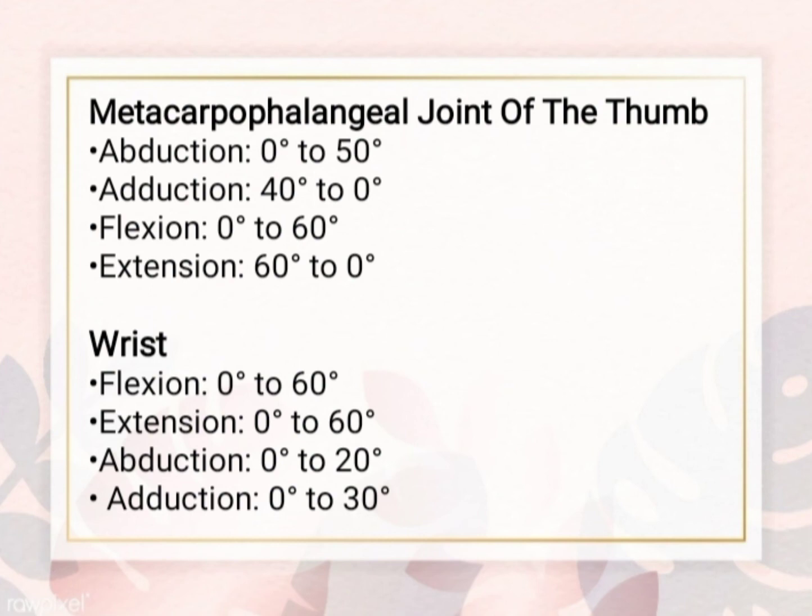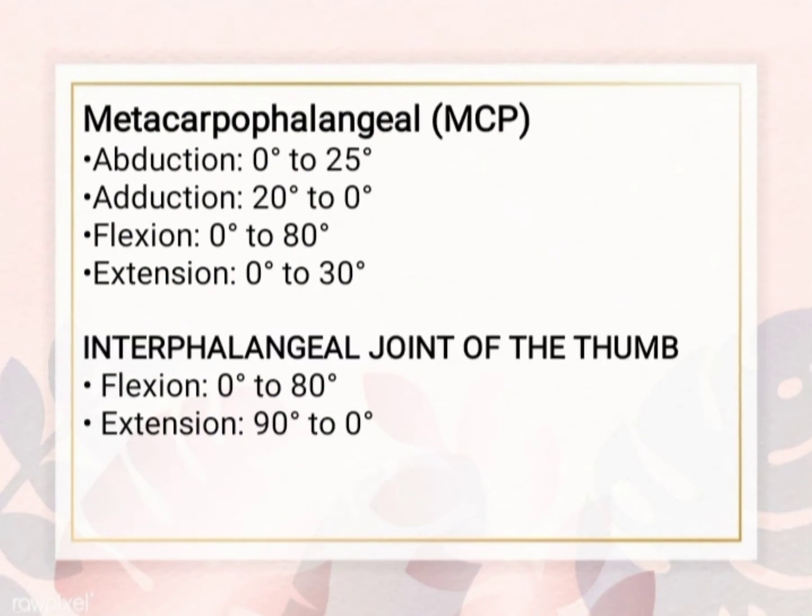The wrist, flexion 0 degrees to 60 degrees, extension 0 degrees to 60 degrees, abduction 0 degrees to 20 degrees, and adduction 0 degrees to 30 degrees. Joint movement of the metacarpophalangeal or MCP, abduction, that is 0 degrees to 25 degrees, adduction 20 degrees to 0 degrees, flexion 0 degrees to 80 degrees, and extension 0 degrees to 30 degrees. The interphalangeal joint of the thumb, flexion 0 degrees to 80 degrees, and extension 90 degrees to 0 degrees.